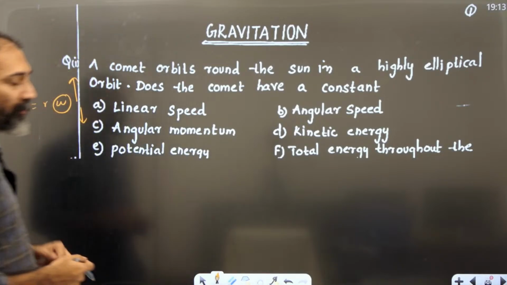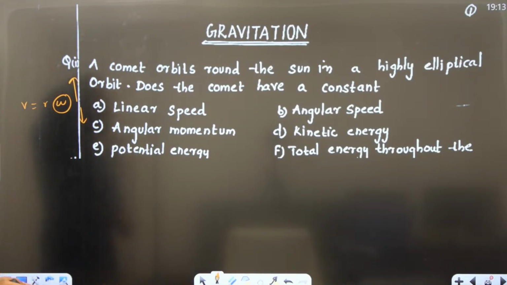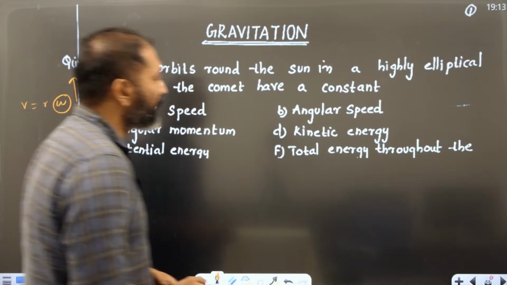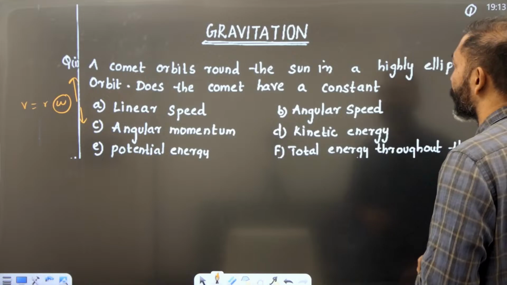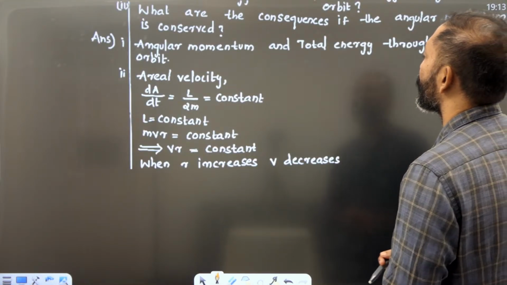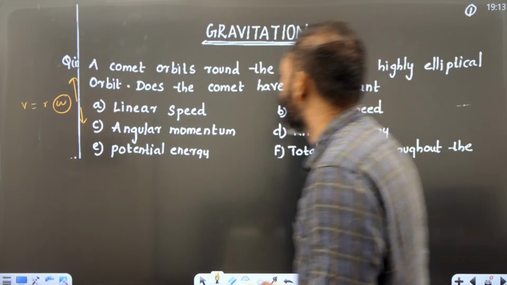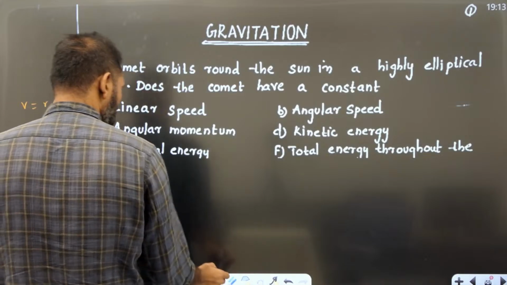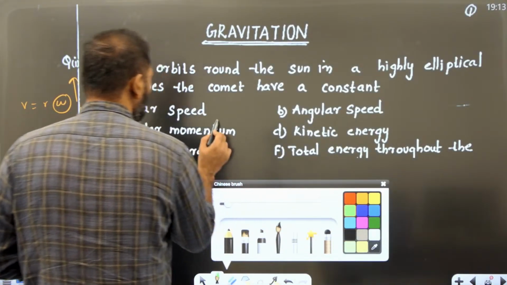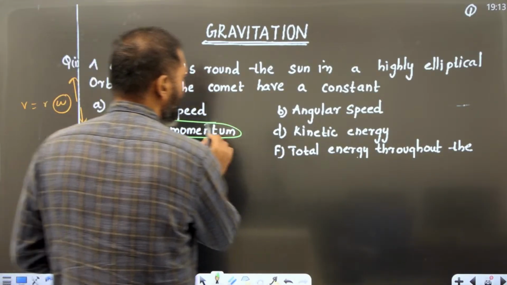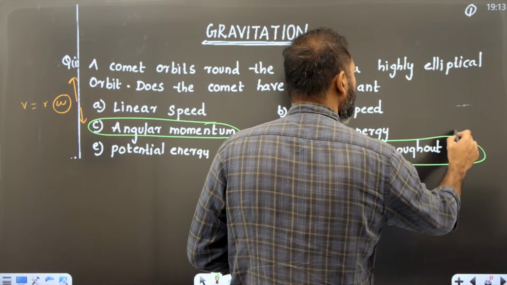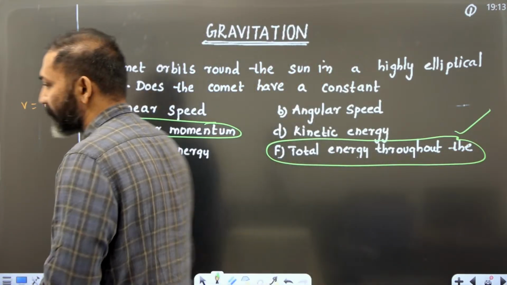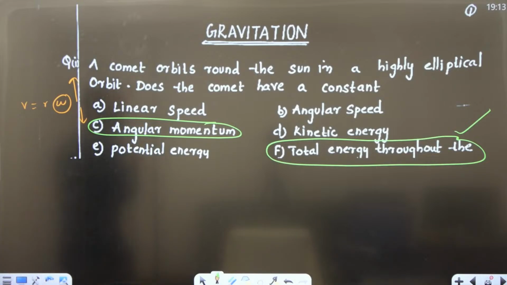Angular momentum L will be what? It will be constant because the external torque acting on it is 0. So angular momentum will be a constant. What are the two things constant? One is angular momentum, which is the right answer. And another right answer is total energy. Total energy will be throughout constant, but kinetic energy and potential energy will vary.